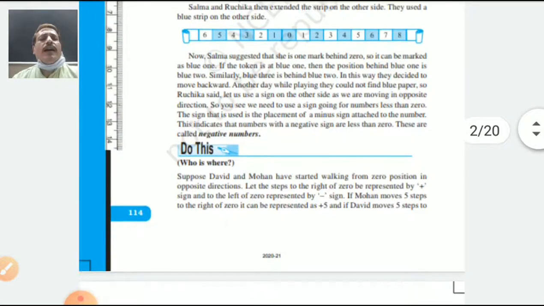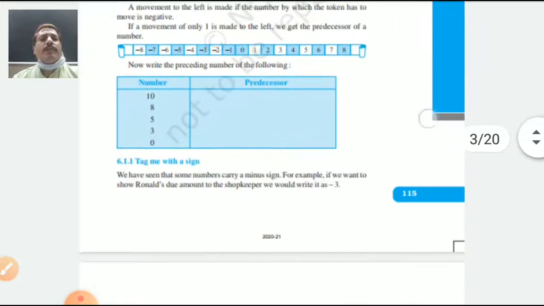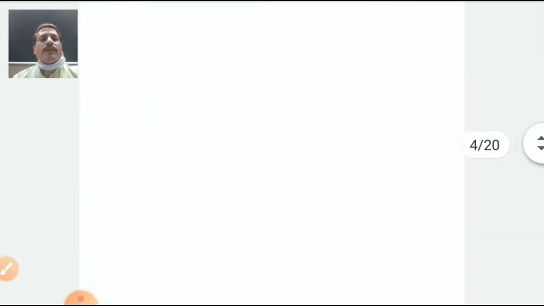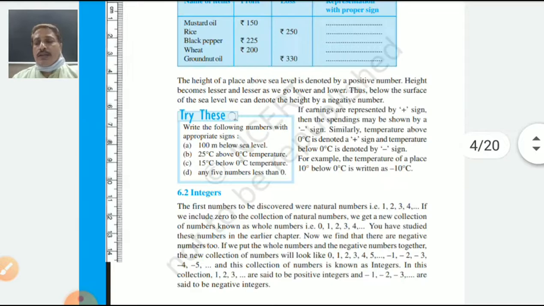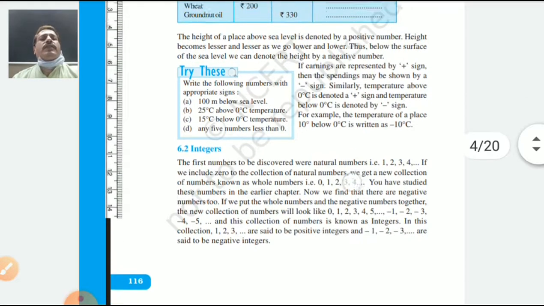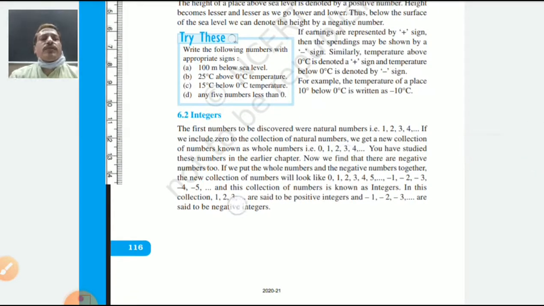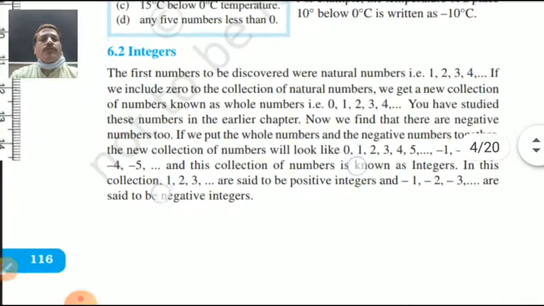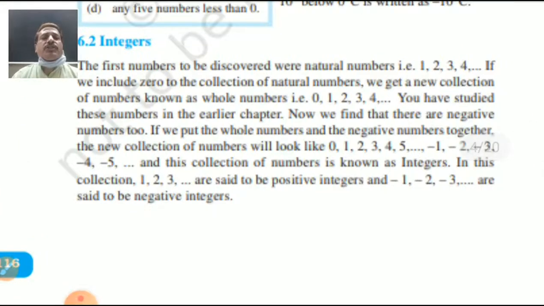Okay, now our main topic starts here: integers. Integers are here. The main topic will begin from here. Page number 4 you are having. Then open it. Yes. Integers. My dear students, 6.2. Can you see this one? The main topic will start from here.